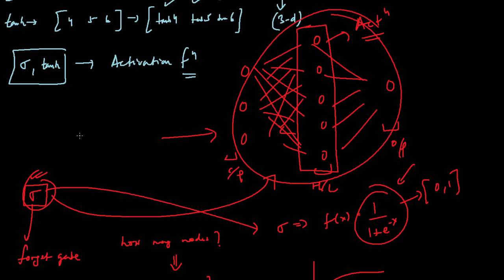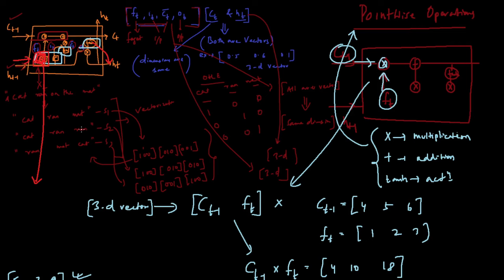Going forward, we will also be deep diving into each of these gates. We will talk about the forget gate, input gate and output gate, and we will see how each of these gates functions and works with examples, and we'll also talk about the mathematical part behind it.